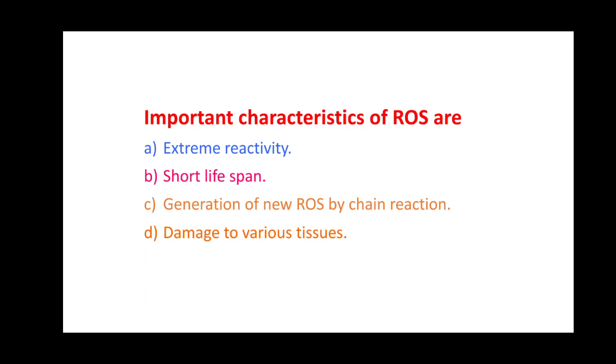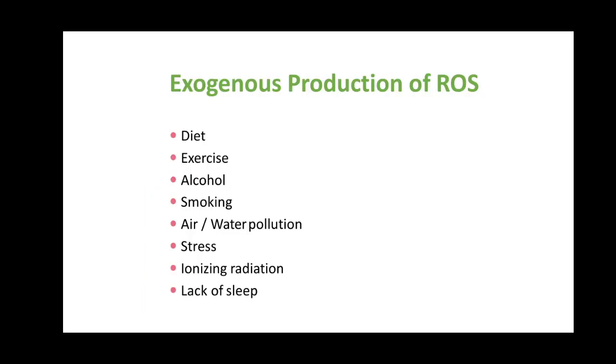So these are the important characteristics of ROS. They are extremely reactive and have a short lifespan. There is generation of new ROS by chain reaction, and it damages various tissues. The generation of free radicals includes exogenous production and endogenous production. So we'll see the exogenous production of ROS.